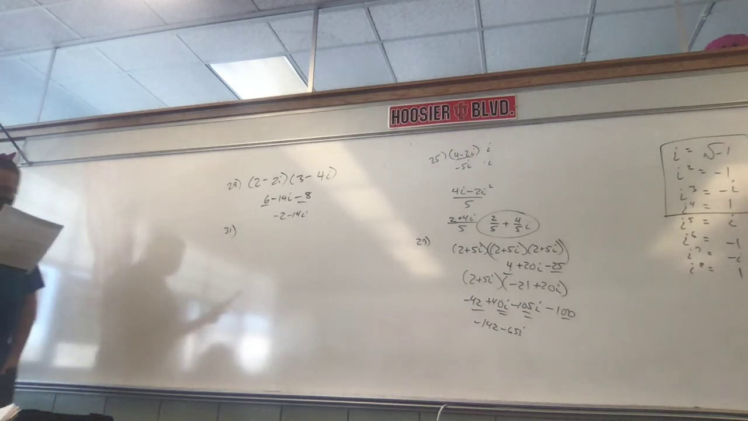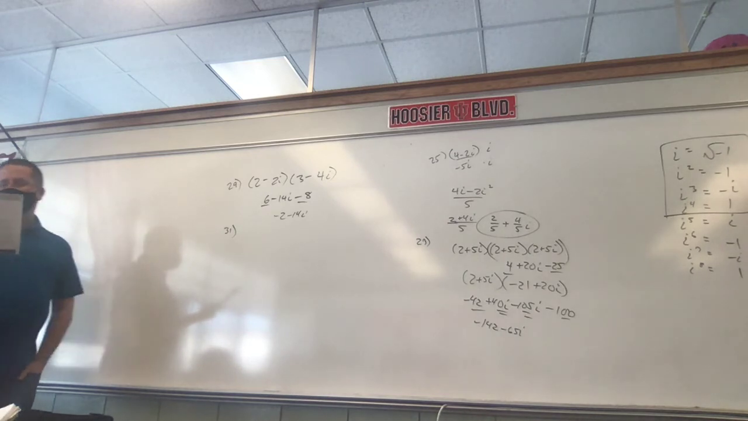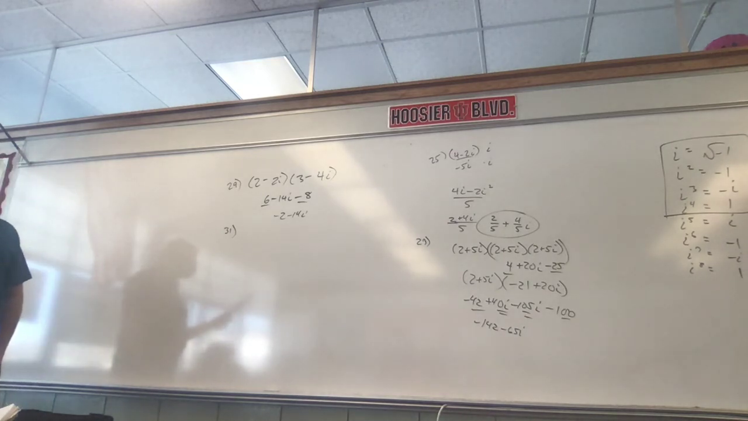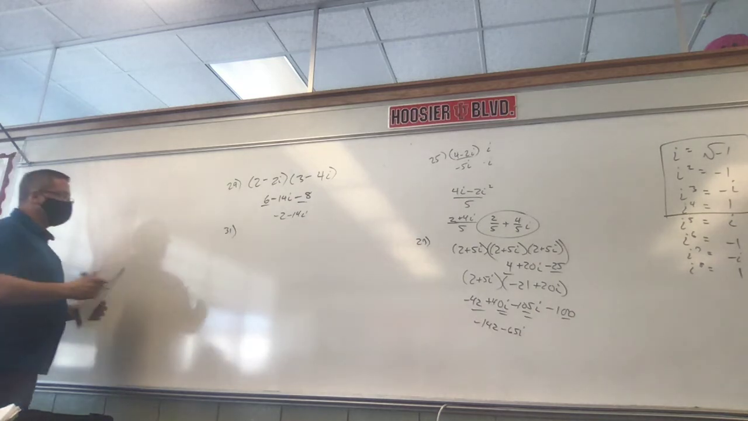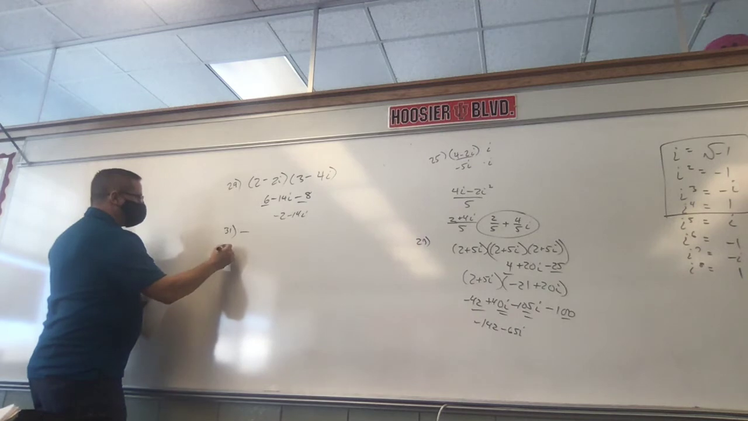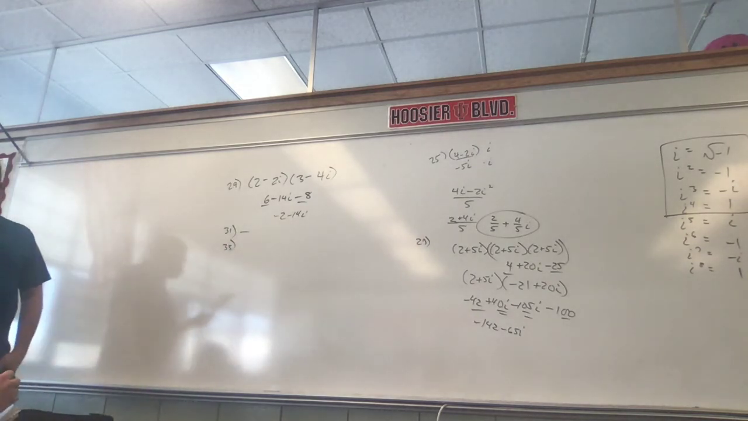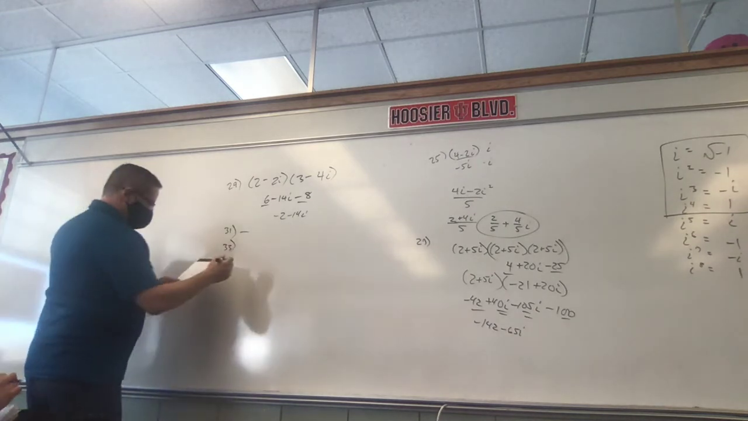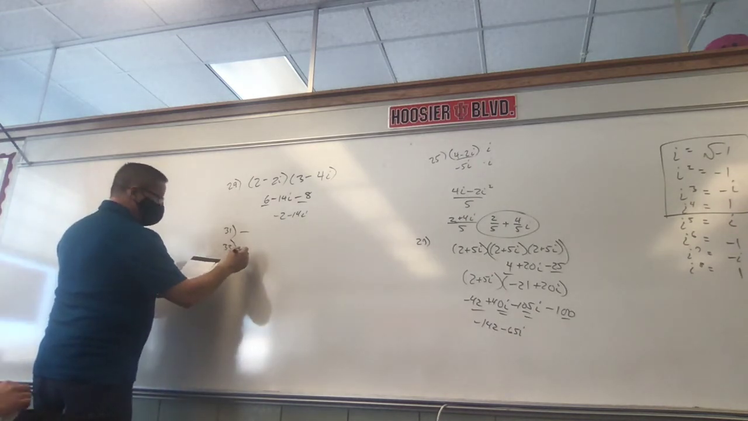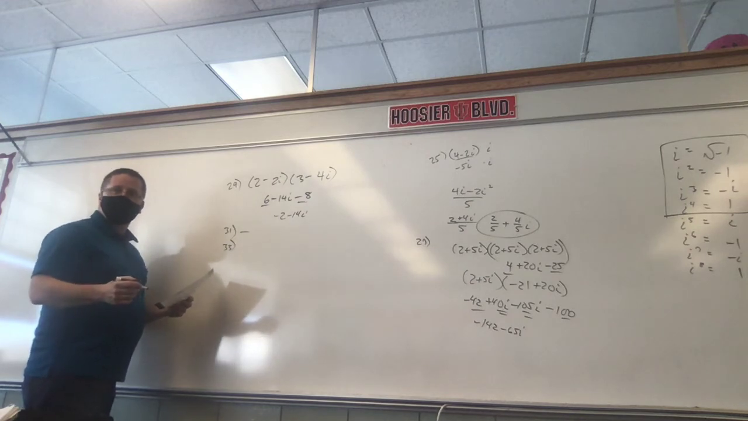We've done 31 and 32, we've done it to death. Just cross them off. Don't even do 31 and 32 at all. 33. So people at home, cross off 31 and 32. 33. Don't write down the problem. Don't write down radical negative 36. Write down what? 6i.